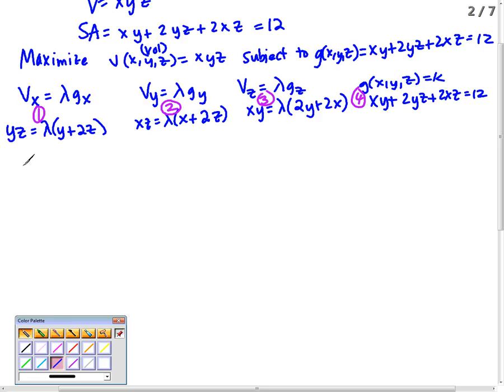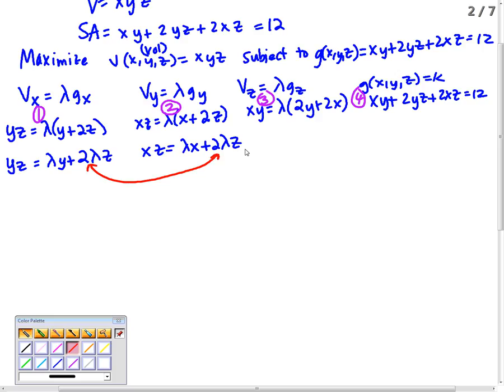Okay, so if I do yz equals lambda y plus 2 lambda z, xz equals lambda x plus 2 lambda z. Do you see both of these have 2 lambda z's? Thank you. So I can put those together if I want to. So I'm going to solve 1 and 2 for 2 lambda z and equate them.